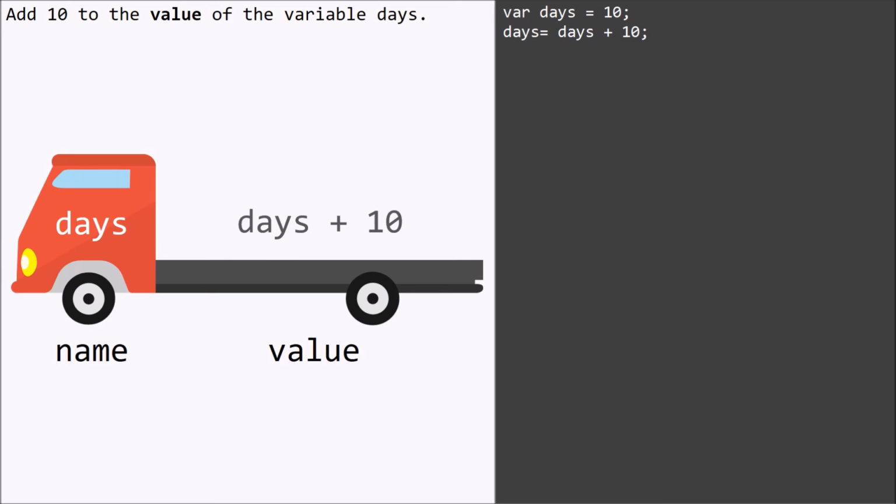Well, when you see days appear on the right side of the equation, you now know that you're referencing the value of it. So when you say days equals days plus 10, you look up to the previous line, you see that days is actually equal to 10 itself, and so what this is going to evaluate to is 20, or 10 plus 10, right there. But the reason you know that you're changing a value is because it's on the left side of the equal sign versus the right side.